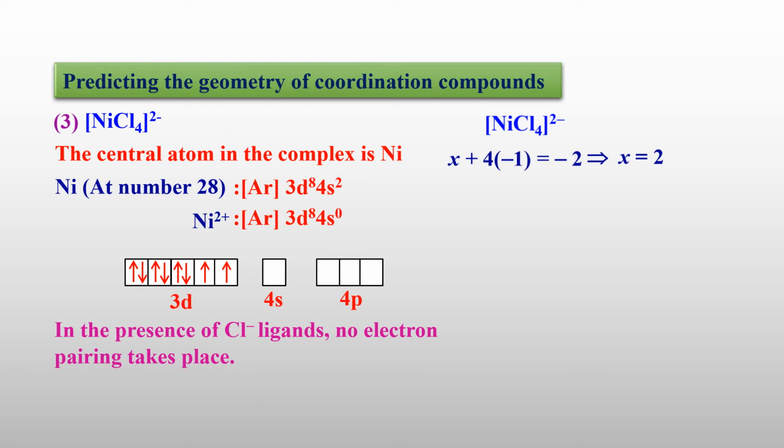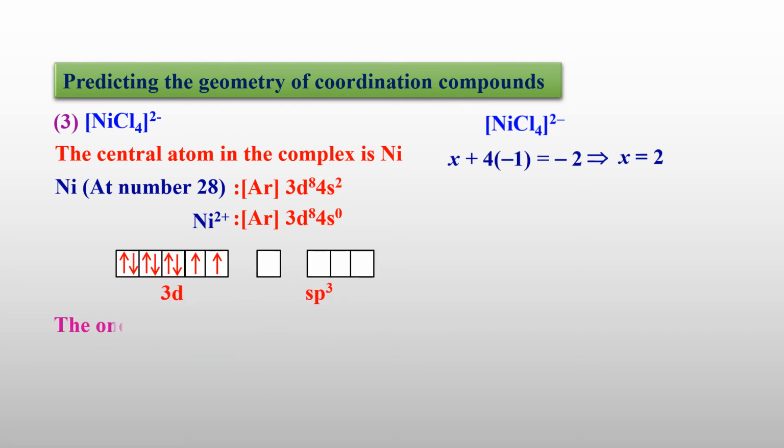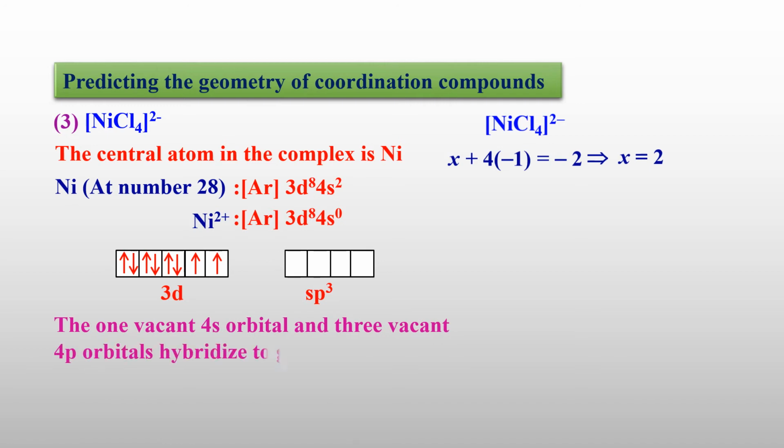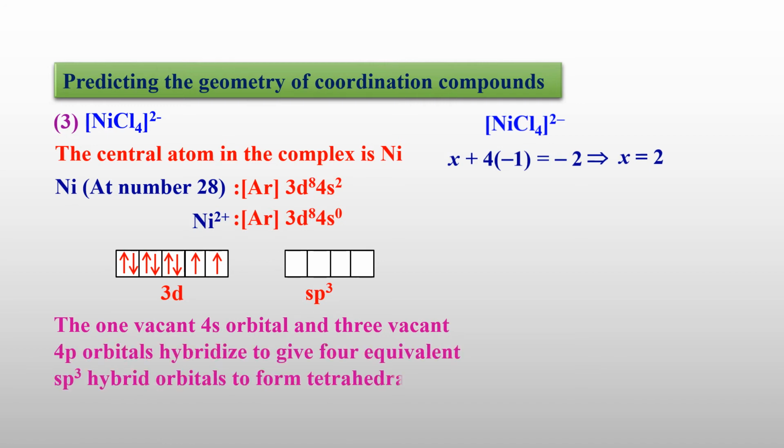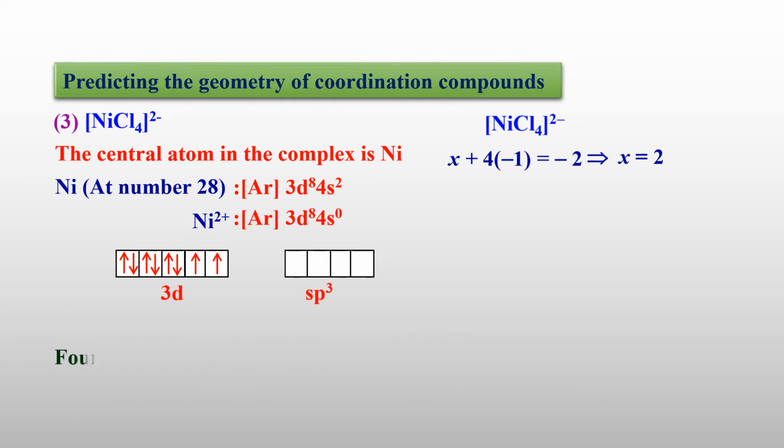So now the ligands are monodentate, 4 ligands are there, one ligand can donate one pair of electrons, so 4 pairs means a total of 8 electrons. So those 8 electrons you have to enter from the empty orbitals. Now the empty orbitals start from 4s, so 1 4s orbital and 3 4p orbitals are there, and you have to fill the electrons. Then 1 s orbital and 3 p orbitals, sp3 is there. So 1 4s orbital and 3 vacant 4p orbitals hybridize to give 4 equivalent sp3 hybridized orbitals to form tetrahedral geometry.